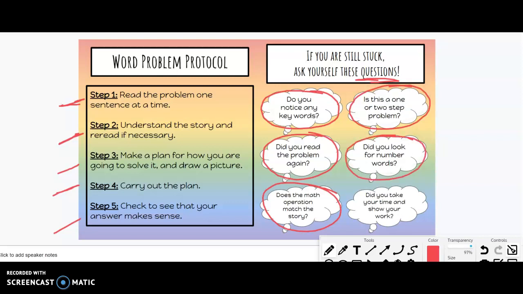Did you look for any number words? So if it's written out like that, sometimes it's easy to miss. So make sure you look for those. And did you really take your time, draw your picture, show your work, show how you got it. Really try to get it right. Don't just rush through it.